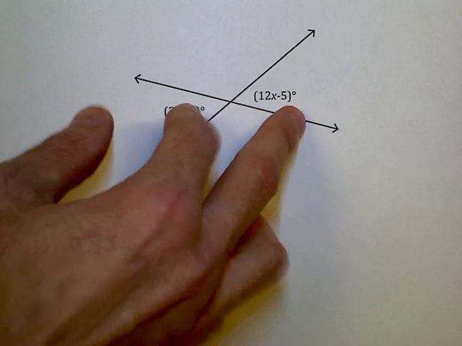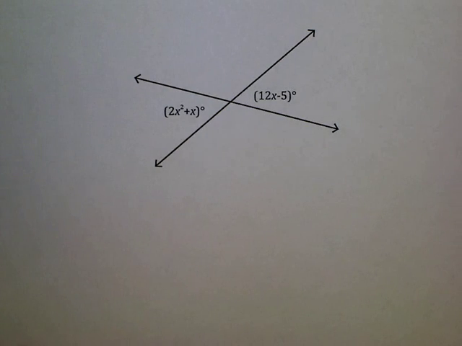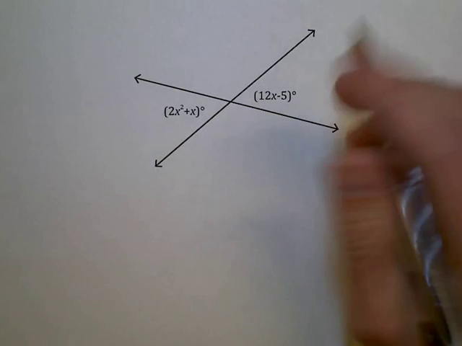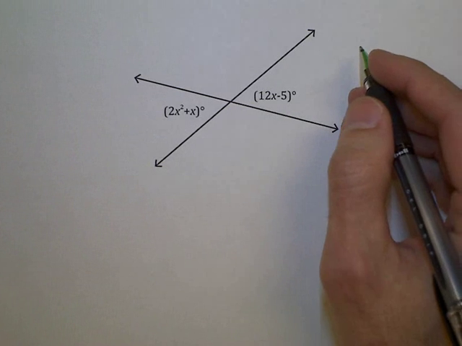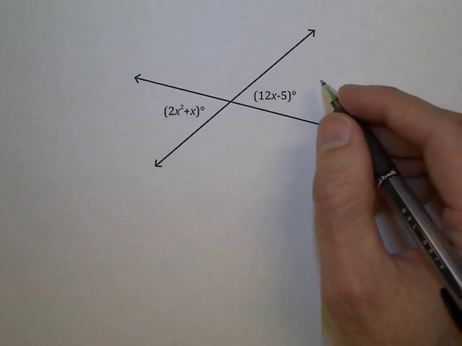Now, we're going to write ourselves an equation. What we said in geometry is that usually the equations we're going to write say that two things are going to be equal to each other, or two things are going to add up to some number. What's the case here with vertical angles? No, not the equation. Just, are these things going to be equal, or are they going to add up to something? Yeah, they're going to be equal to each other.